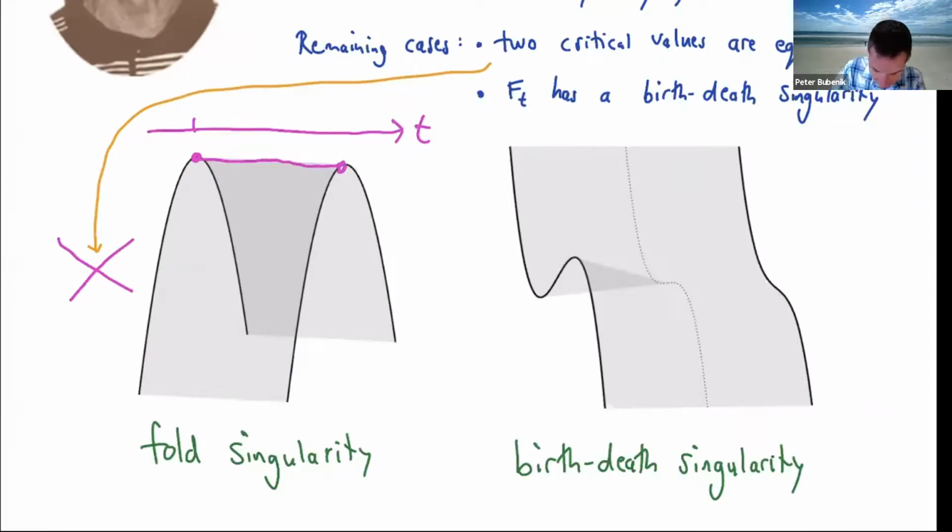And here, if we are moving from the left to the right, we have two critical points that come together and annihilate. So that's called a death. And if we move in the opposite direction, we have a birth. Okay, so this point here is the birth-death singularity. And these are the only added complications that we get going from smooth functions to one-parameter families of smooth functions.